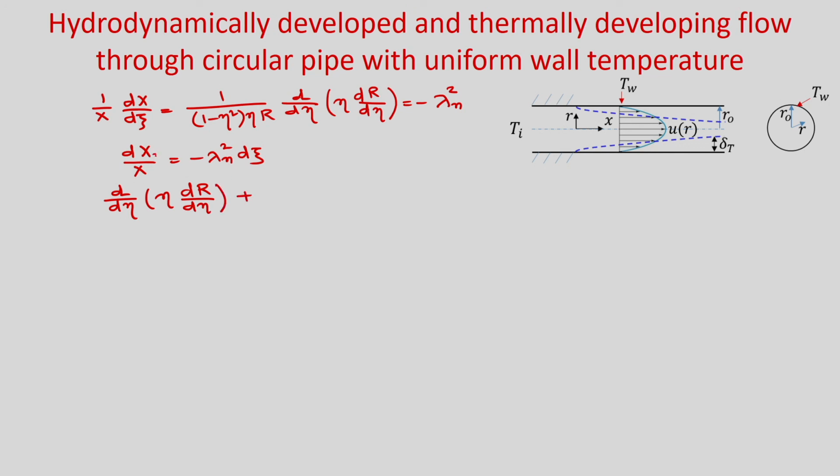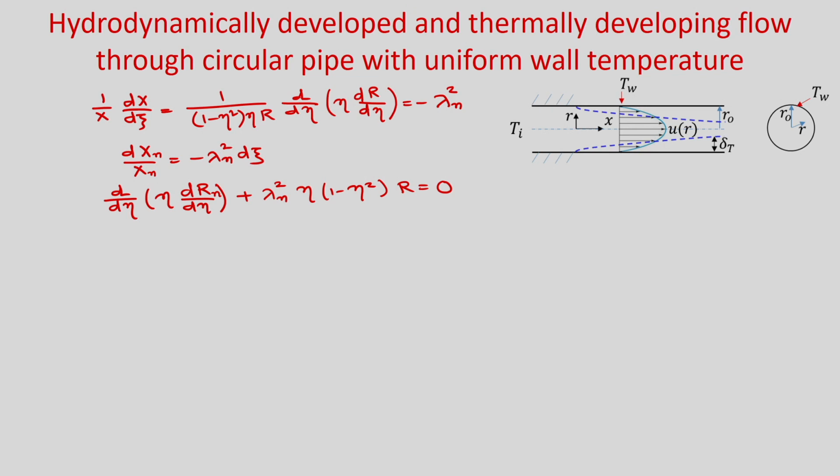So, you can write n, because for different values of n you will get different lambda n, and for different lambda n you will get different solutions X n and R n, plus lambda n square eta into 1 minus eta square R is equal to 0. Now, you compare this equation with the Sturm-Liouville equation. So, you can see p is your eta, q is 0, and the weighting function is eta into 1 minus eta square. Also, in the eta direction you have two homogeneous boundary conditions.